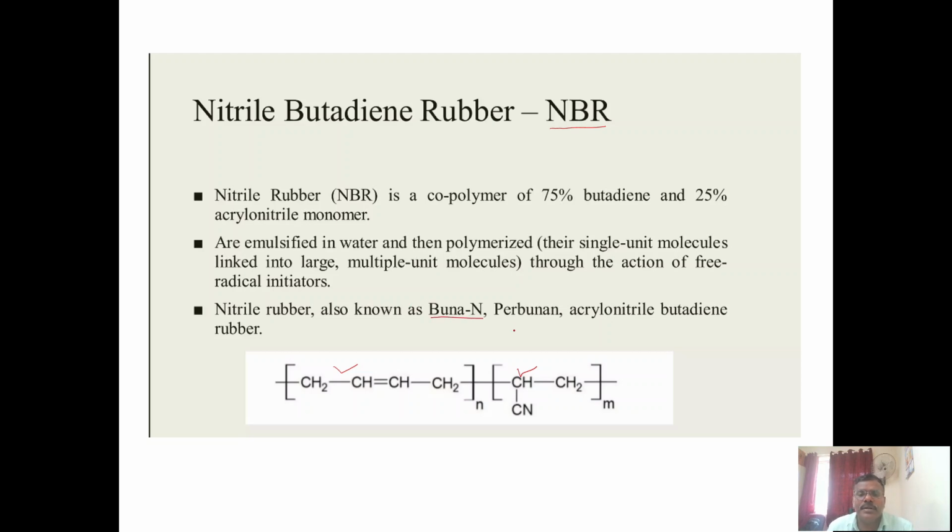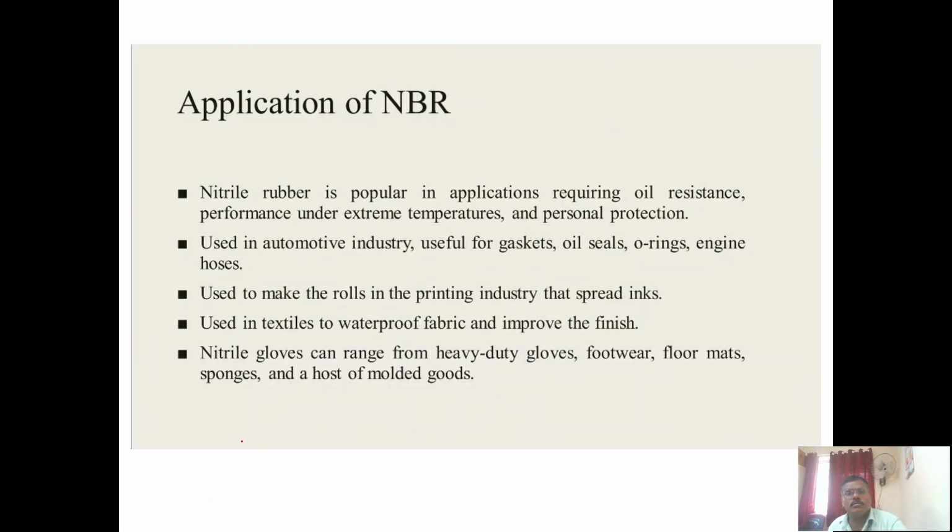It also has other names: Buna-N rubber, acrylonitrile butadiene rubber. Applications. This can withstand extreme temperatures. In the automobile industry, it is useful for gaskets, oil seals, O-rings, and engine hoses.